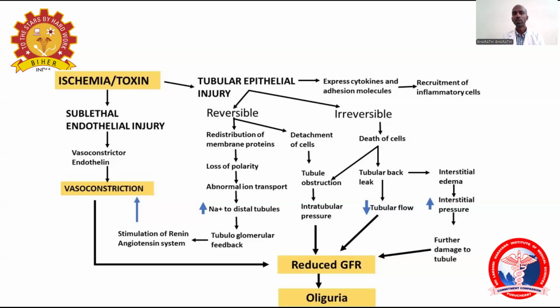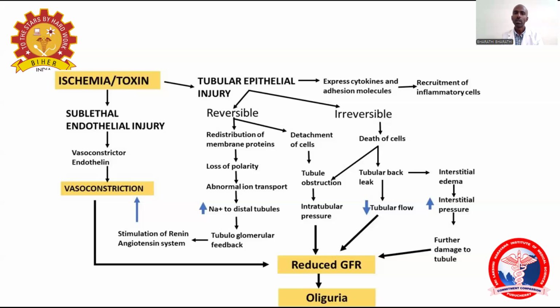So in the reversible tubular epithelial injury, the epithelial cells will detach from the basement membrane. They will shed off. Where will they go? They will go to the tubular lumen and cause obstruction. The lumen will be filled with the shed epithelial cells, which will cause obstruction. This will result in an increase in the intratubular pressure. Once there is an increase in intratubular pressure, it will directly reduce the glomerular filtration rate.